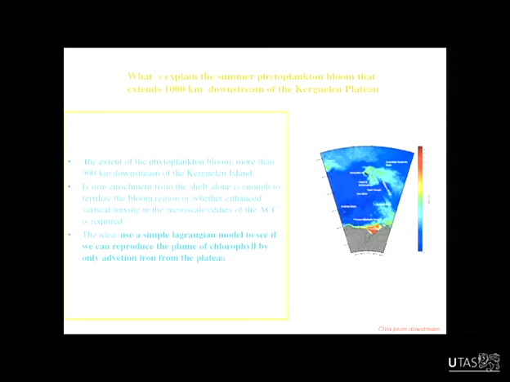So the question is, the extent of the phytoplankton bloom is 900 kilometers down to the Michaelian Plateau. We know there's iron from the plateau. The question is, what's controlling it? So we're going to use a model. We don't have to use a complicated model to do that. We don't need all those interactions to understand what's going on here. Even the physics can be quite simple. So we're only going to do a simple model to see if we can reproduce the plume of chlorophyll.